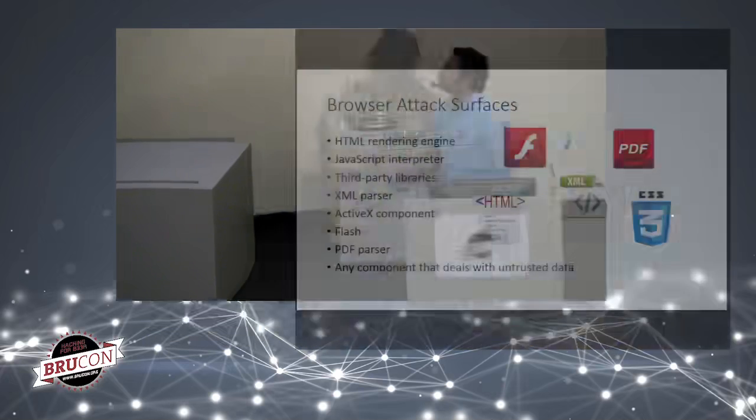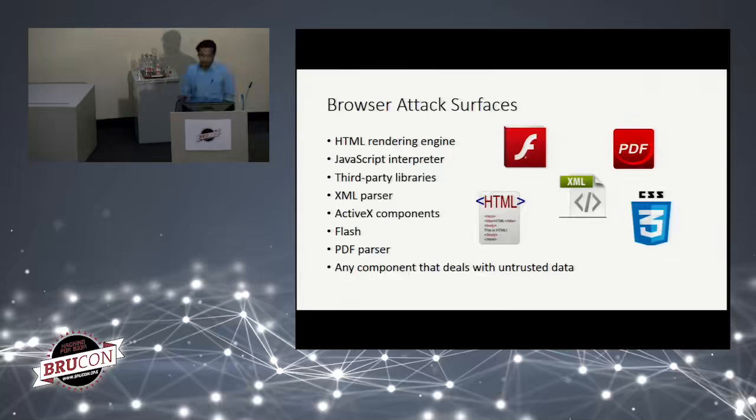This also shows the browser attack surfaces. When I talk about HTML render engines, consider the Edge browser: EdgeHTML.dll is the HTML render engine for Edge. The JavaScript interpreter is chakra.dll. There could be many third-party libraries as well that can be targeted, and XML parsers, ActiveX components, Flash, PDF parsers. Any component that deals with untrusted data.